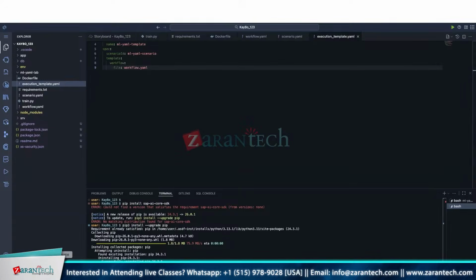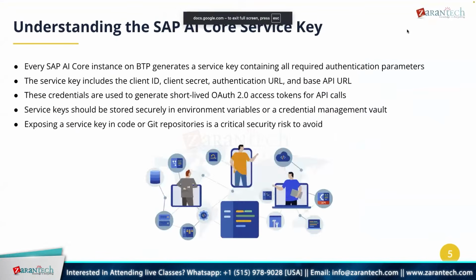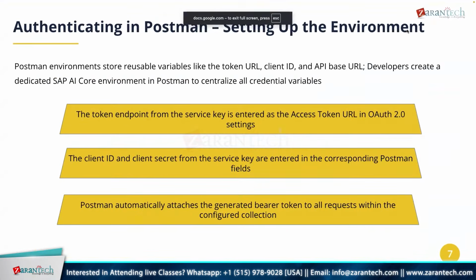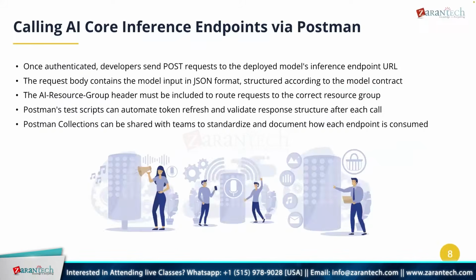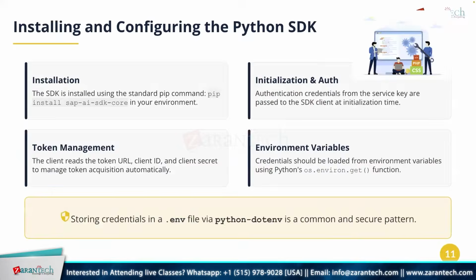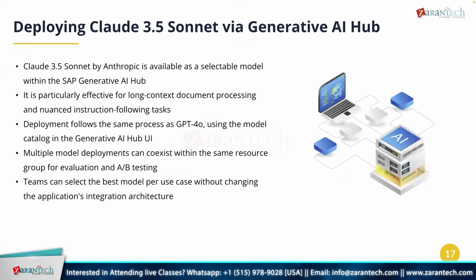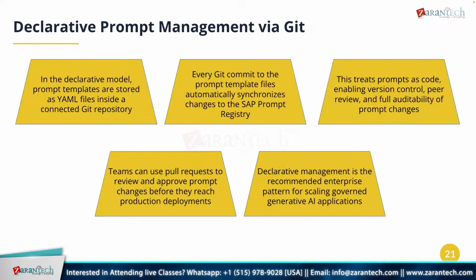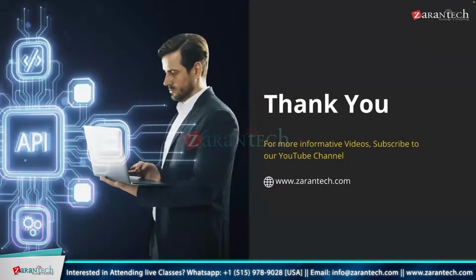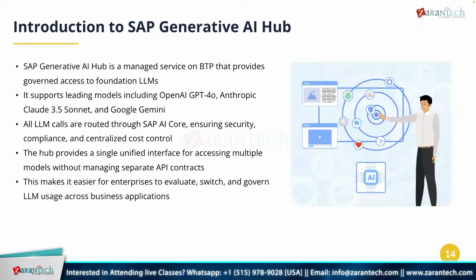And going back here, again to slideshow mode. So we understood this is the SAP AI Core. Now, authenticating in Postman and setting up the environment, everyone knows how you can do that. So these ones I also just told you. So this is all we have. One second, let me see what content we had earlier also. Okay, right. Let me go through this one by one. So this is about inference endpoints.